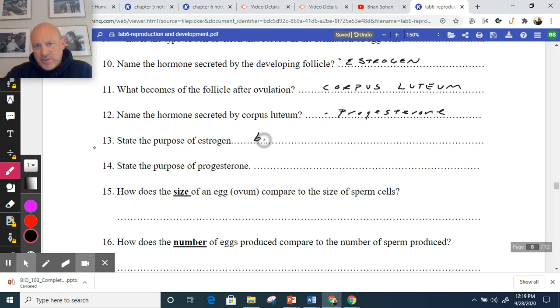So this builds the endometrium, which is the inner lining of the uterus, along with giving secondary characteristics as well. The progesterone maintains the thickness.